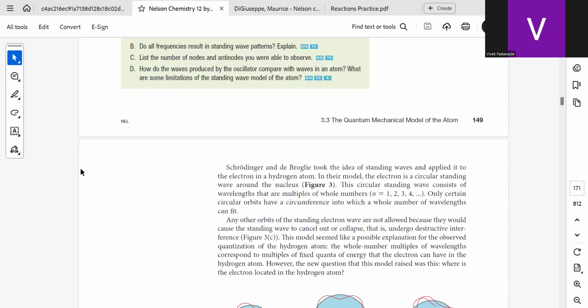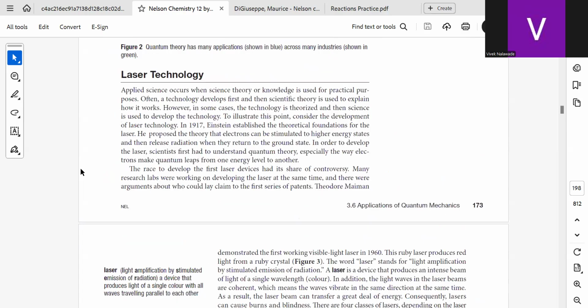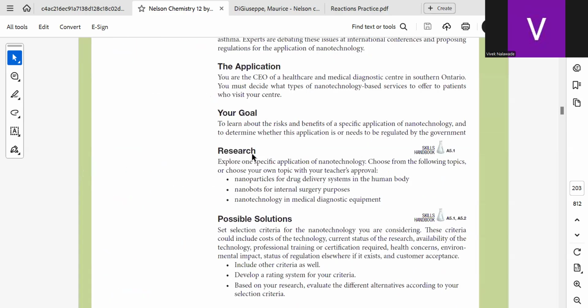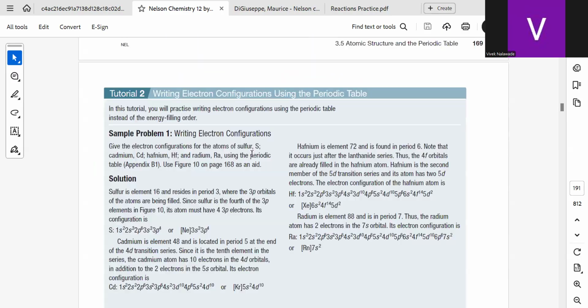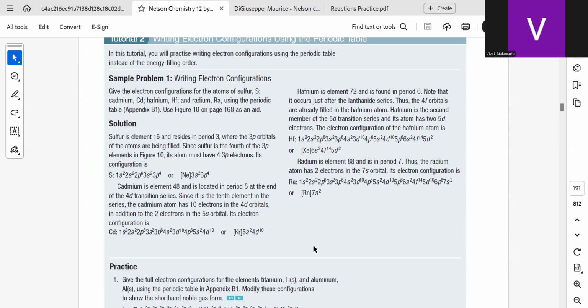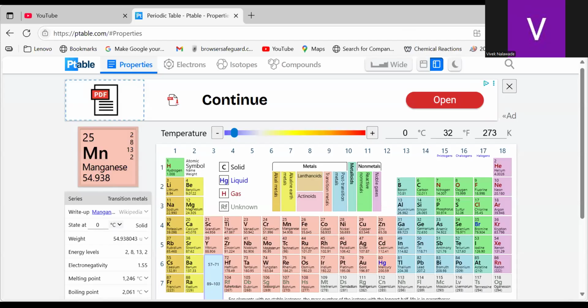One concept I'm pretty sure will come to you: there are some exceptions to the electronic configuration. I want you to write down the electronic configuration of manganese. Can you write that down? Can you show the periodic table? Yeah, sure. And I want you to tell me the electronic configuration of manganese.